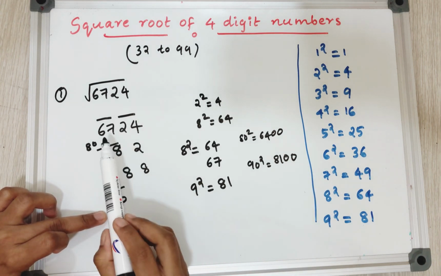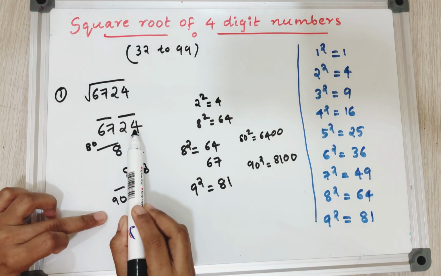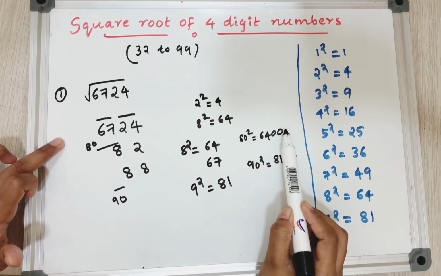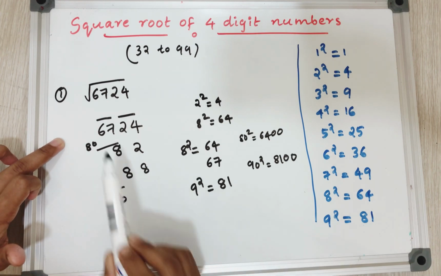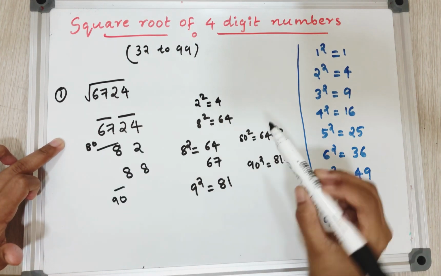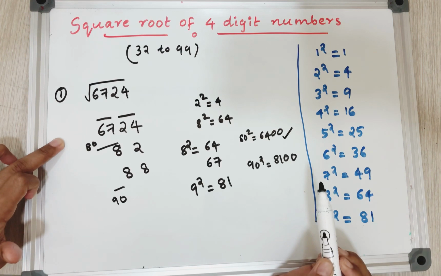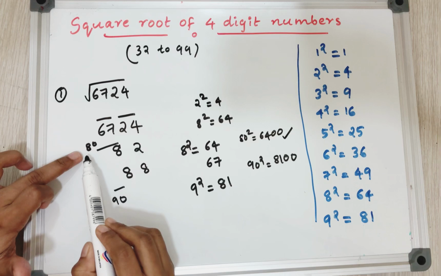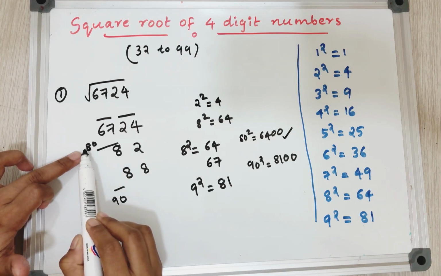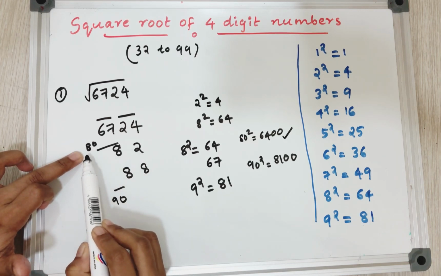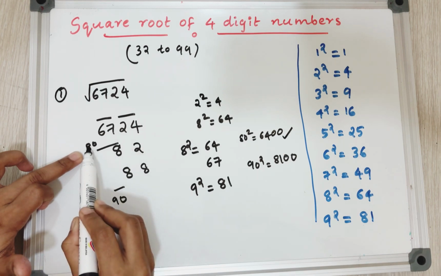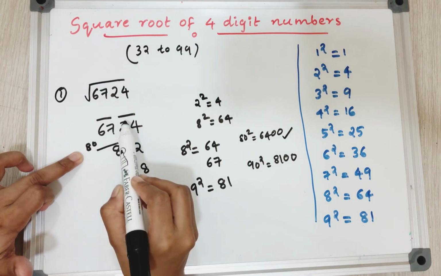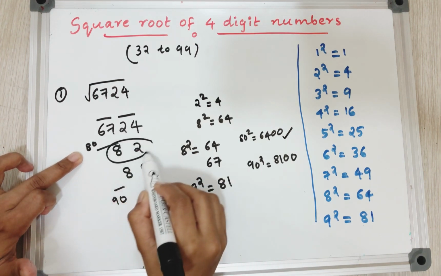We have to find the square root of 6724. So we have to look at whether this number is close to this one or this one. Clearly 6724 is close to 6400, that is, close to 80 square. See, 82 is close to 80, and 88 is not that close to 80. So 82 is close to 80, and 80 square is close to this number. Therefore, 82 square is equal to this one. Therefore, our answer is 82.